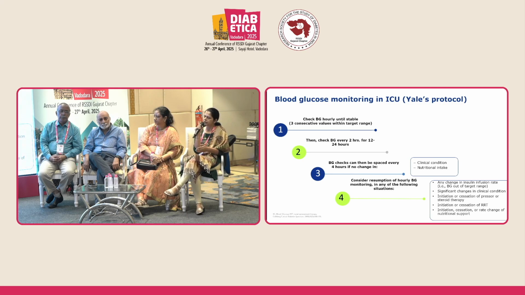And that 2 hourly we can continue for 12 to 24 hours or so. If we get the sugar in target range, then we can switch to 4 hourly also. But there are some conditions in which we have to switch back to the increased frequency. Those are the conditions in which the clinical condition has deteriorated, or we have initiated or stopped steroid or vasopressors or renal replacement therapy, all those things, or there is some condition with initiation or stoppage of the nutrition. So these are the conditions in which you have to increase the frequency. Otherwise, preferably if the sugar is in the target range, we can keep reducing it till we can shift to oral, till we can shift to basal bolus therapy.